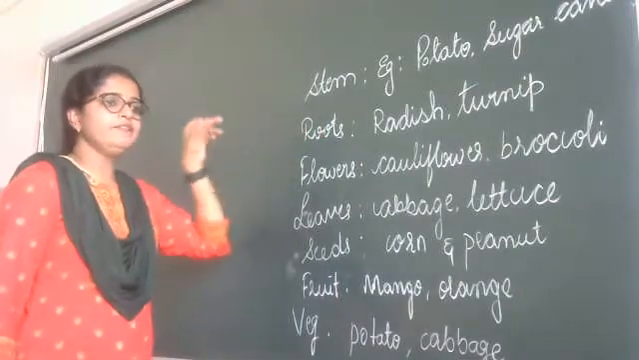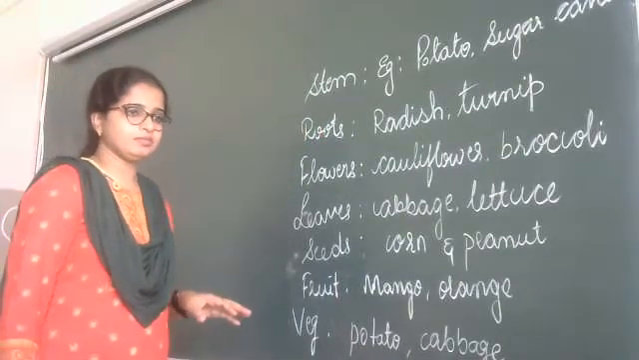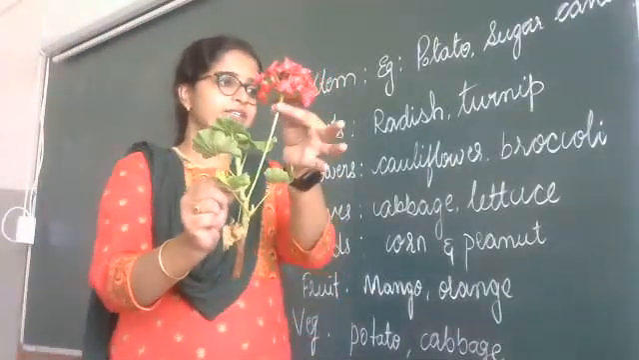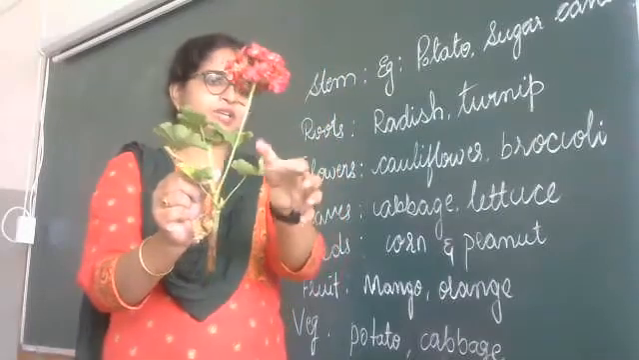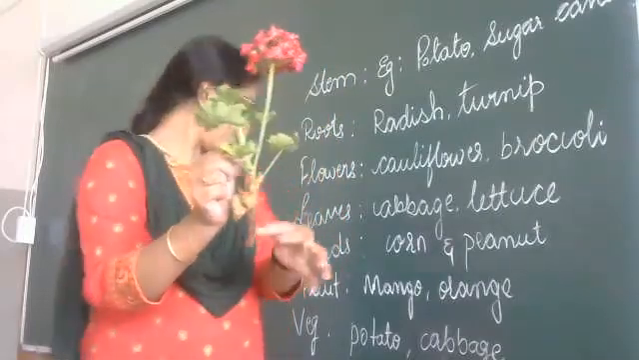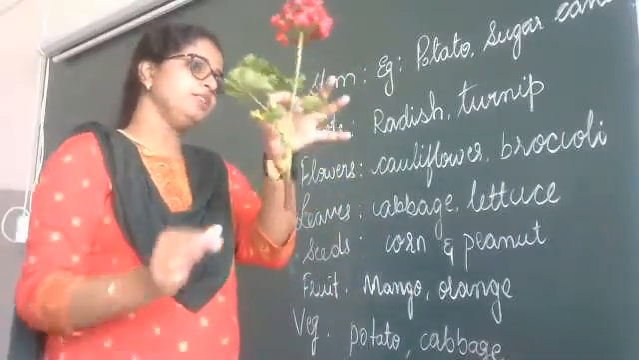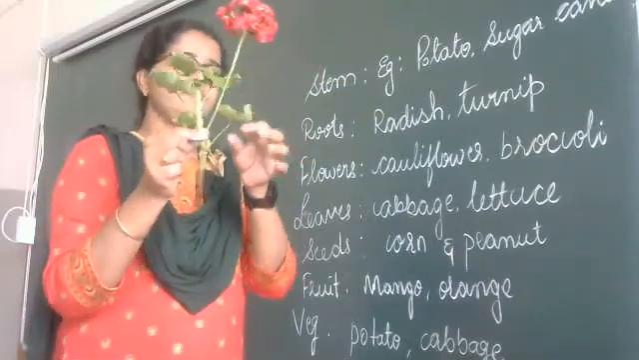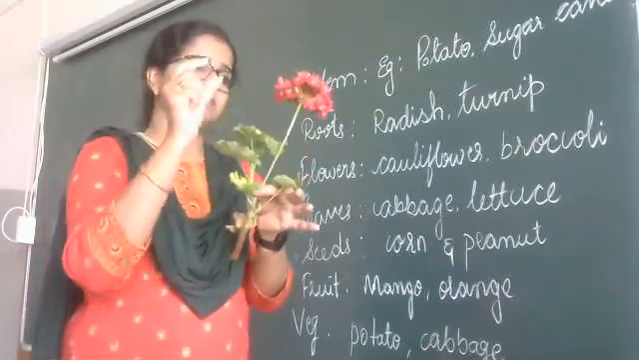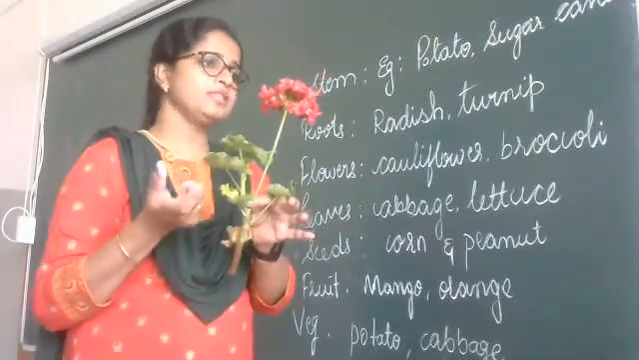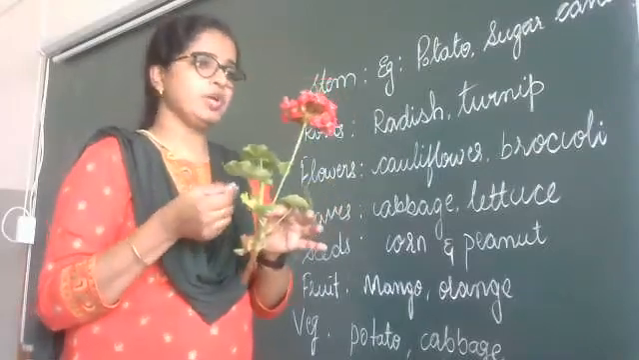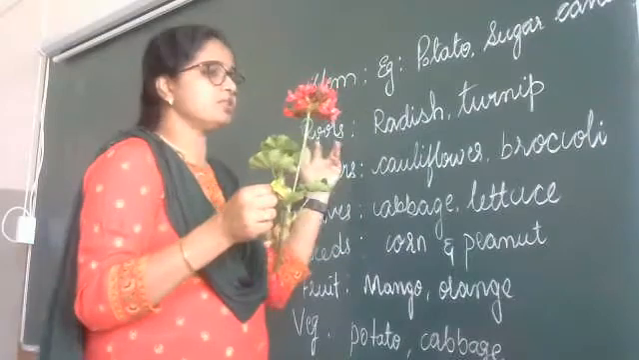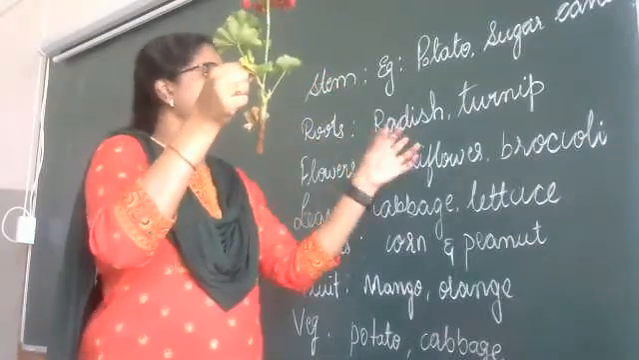We eat different parts of the plant. We eat stem, we eat flower, leaves, roots, seeds. Everything is useful in a plant, yes or no? So if I say that we eat the stem of the plant, which stem do we eat? Potato, sugar cane. Those are the stems which we eat. Roots of the plant: radish, turnip.